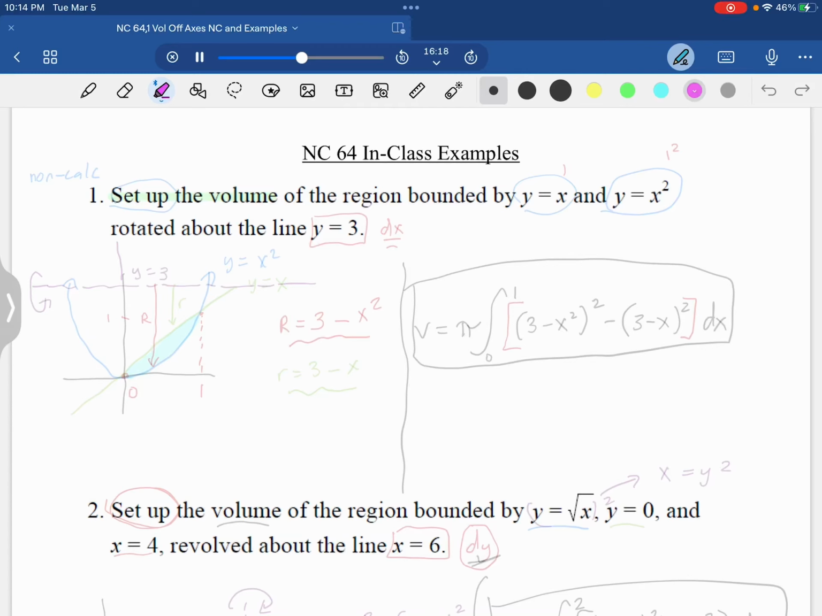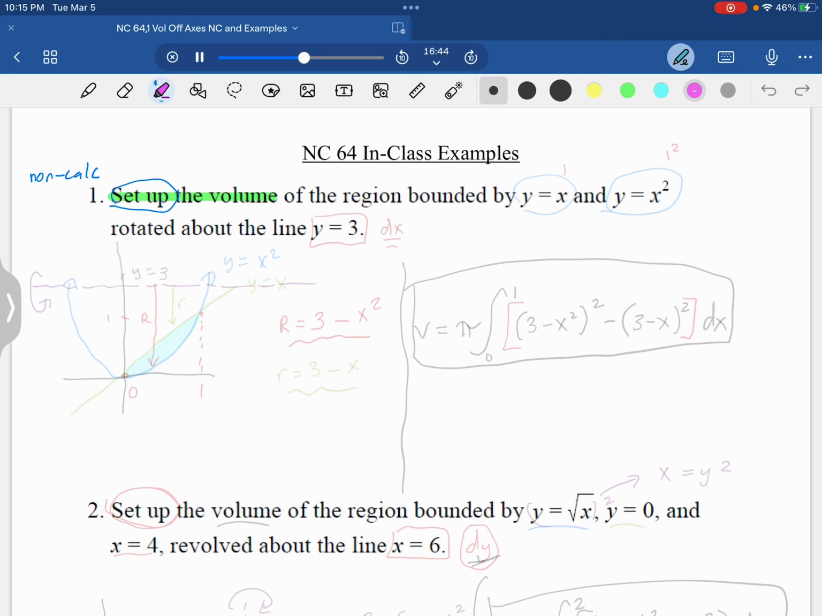So on the back side, notice, and this is kind of common on these, this one's probably a non-calc question, but notice in the directions it says set up the volume, not find the volume. So all we're doing is setting up the integral and just leaving it. We don't actually have to do the rest by hand. We're just setting up our relationship, our integral, and then stopping.